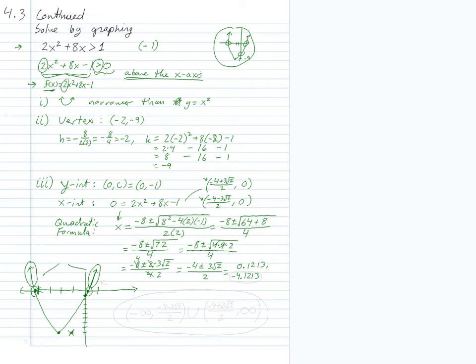So what is the domain of those pieces? Well, the left-hand piece goes down to negative infinity and comes up to that left-hand x-intercept, which we got from negative 4 minus 3 root 2 over 2. We skip all of that area in the middle, and the graph portion that we would like on the other side, its domain is negative 4 plus 3 root 2 over 2 to infinity.